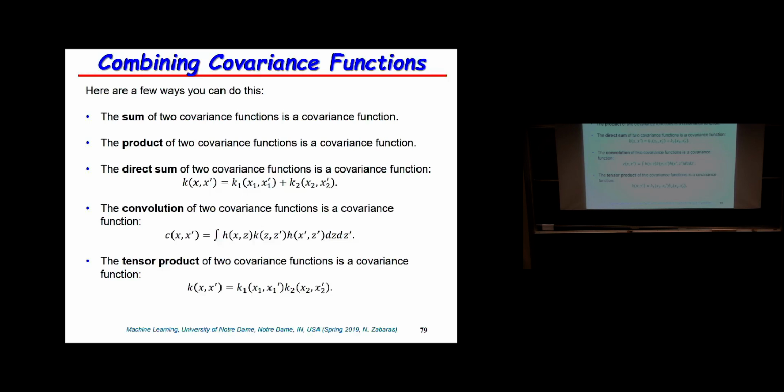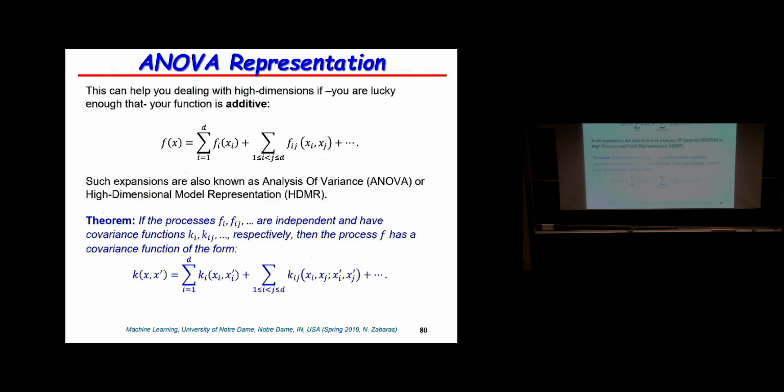So if you have two valid kernels leading to two covariance functions, you can add them up and you get a valid covariance function. You can take products, direct sums, convolutions, tensor products, and you can pass these kernels through arbitrary functions and you get valid kernels. You can do anything you want, and there is a lot of research on this type of transformation because it may allow you to embed particulars of your functions that you otherwise would not be able to model. I'm going to give you one example.